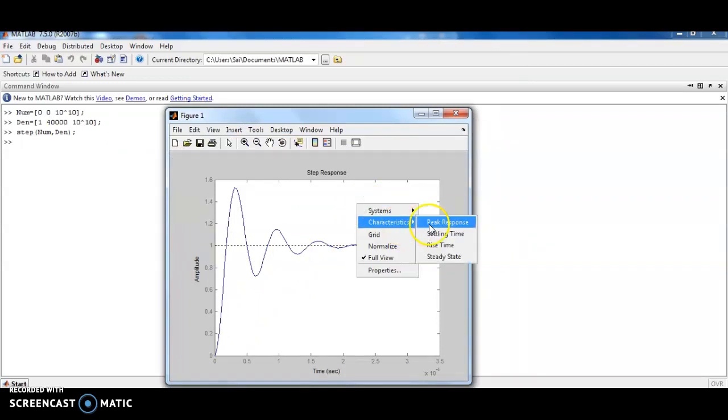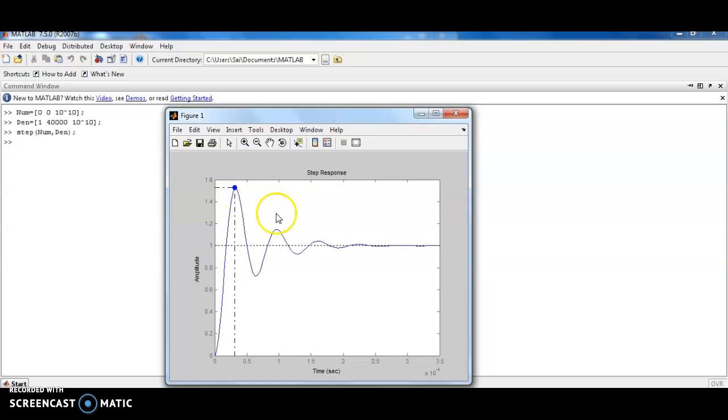So right click, characteristics, peak response. So we'll get the peak response. Then settling time, where the response is settled. So at that point we get the characteristics. Rise time, this is the rise time. Similarly, steady state. So what is rise time, settling time, peak response? These things we already defined in the theory class. So this is the underdamped case diagram.